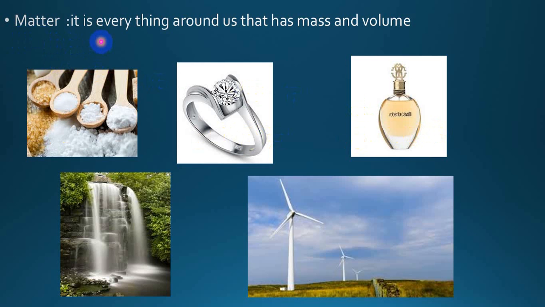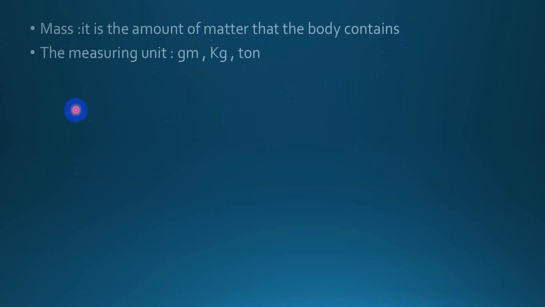If we know that any matter has mass and volume, it means that air is a matter, because it has mass and volume. Water is a matter. It has mass and volume. Sugar, metals, vinegar, and so on. So, we can define matter. It is everything around us that has mass and volume. Mass is the amount of matter that the body contains.